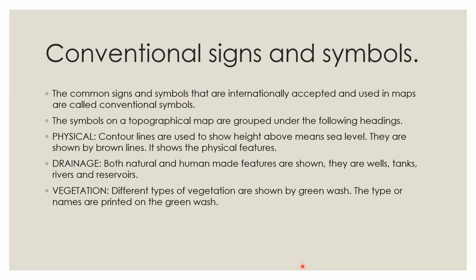Drainage. Both natural and human-made features are shown. They are wells, tanks, rivers, and reservoirs. So drainage also comes under signs and symbols. Vegetation. Different types of vegetation are shown by green wash. The type or name are printed on the green wash.